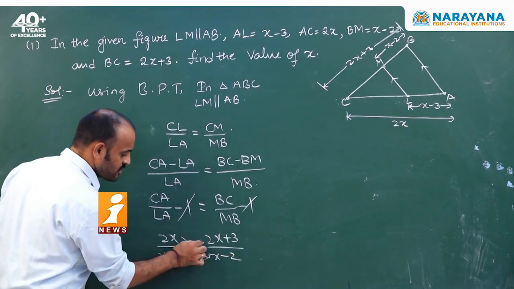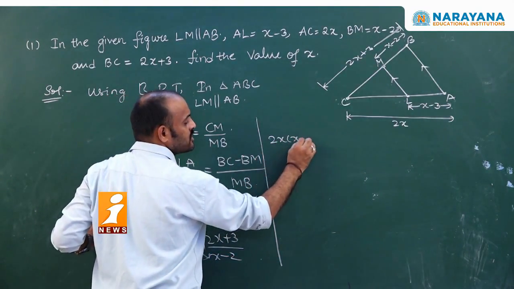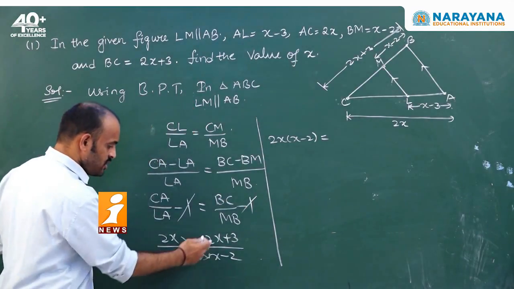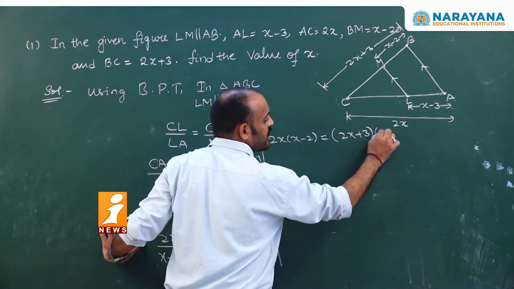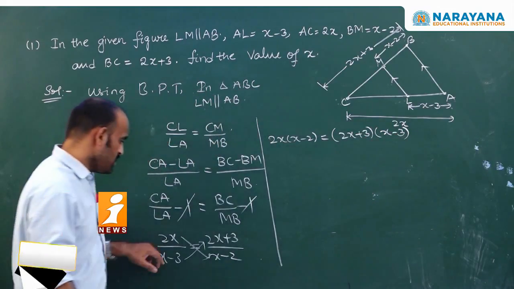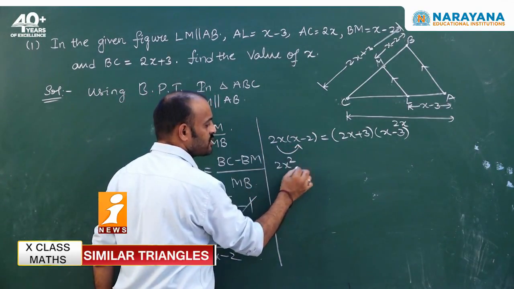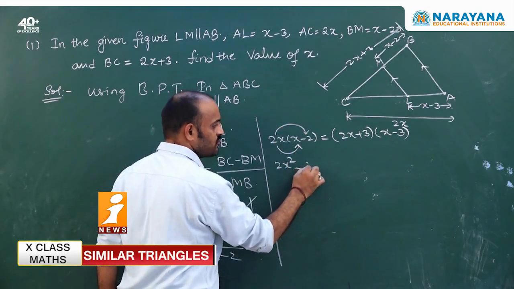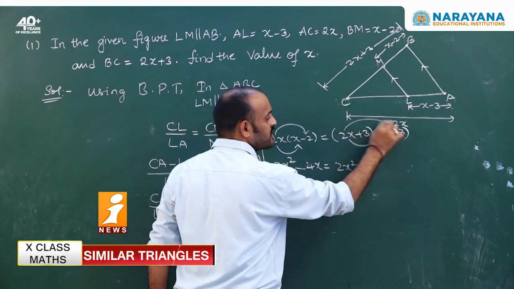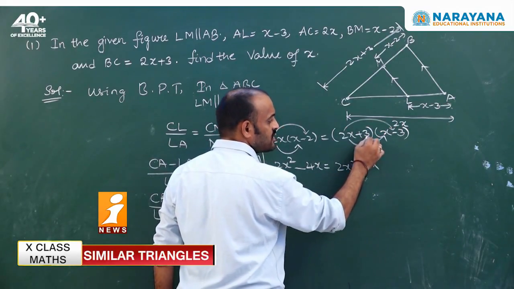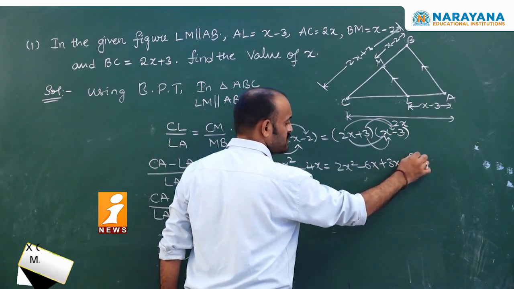Do the cross multiplication. 2x into x minus 2 is equals to 2x plus 3 into x minus 3. Now using distributive property, 2x into x, 2x square, minus 2x into 2, 4x. 2x into x, 2x square. 2x into minus 3, minus 6x. Now 3 into x, 3x. 3 into minus 3, minus 9.